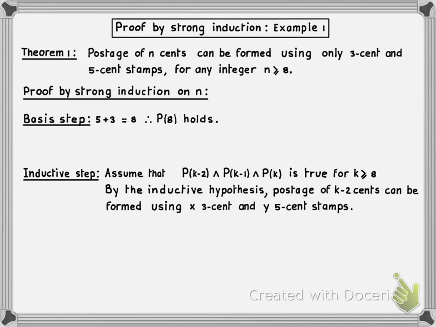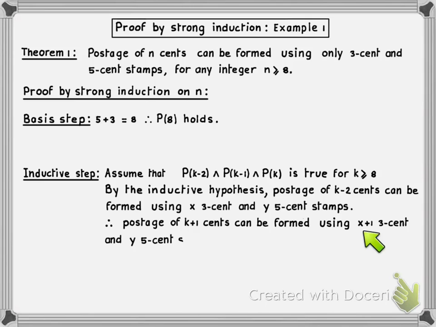Well, if that's the case, and that's clearly what the hypothesis states, then it's easy to form postage of amount k plus 1. Because to go from k minus 2 to k plus 1, you just have to add one 3-cent stamp. So we can infer directly that postage of k plus 1 cents can be formed using exactly x plus 1 3-cent stamps, that is 1 more 3-cent stamp than we used here, and y, that is the same number of 5-cent stamps. And this proves that we can form the postage amount of k plus 1 cents. In other words, we just proved P of k plus 1. So, with this very short proof, much easier than in the previous proof, we are done proving the inductive step.